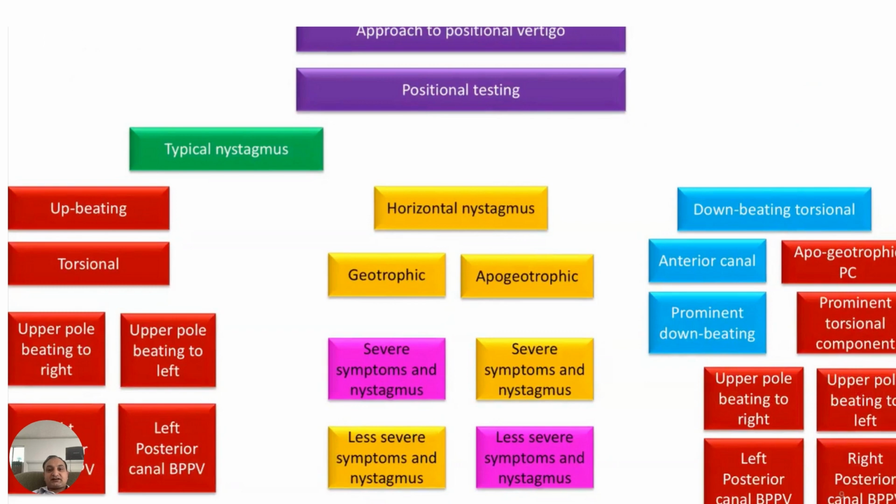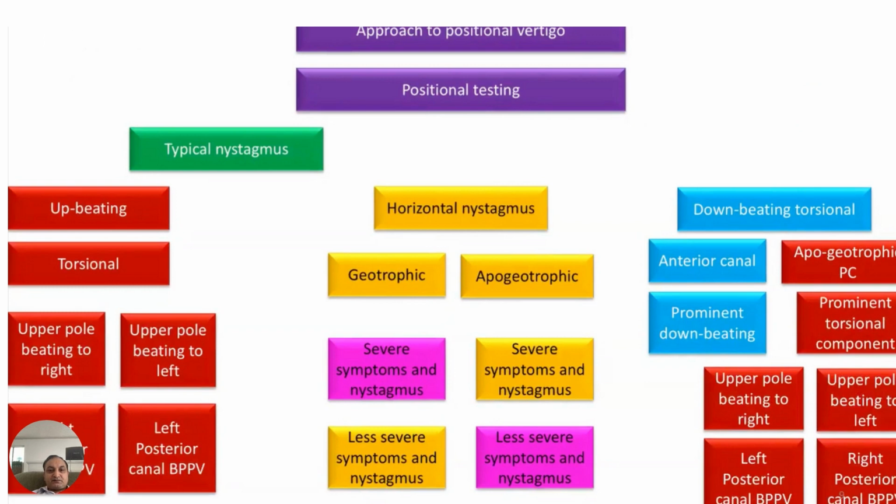Now let's go to the downbeating nystagmus. We know downbeating nystagmus is caused by the anterior canal or the superior canal. So superior canal causes downbeating torsional nystagmus. If it is prominently downbeating, then the anterior canal is involved. However, some posterior canal conditions, such as cupulolithiasis in the posterior canal, can cause downbeating nystagmus. But it is an apogeotropic type of posterior canal nystagmus. Here the torsional component is more prominent.